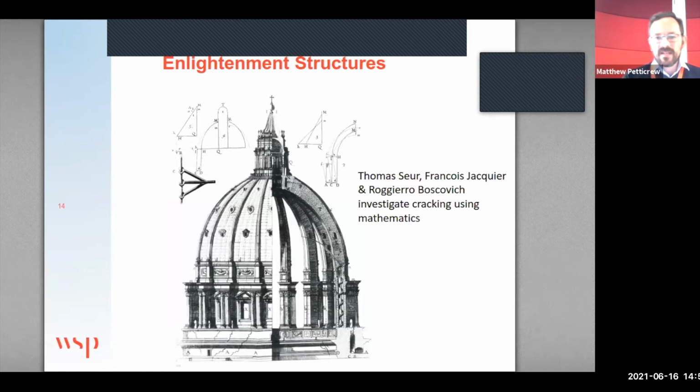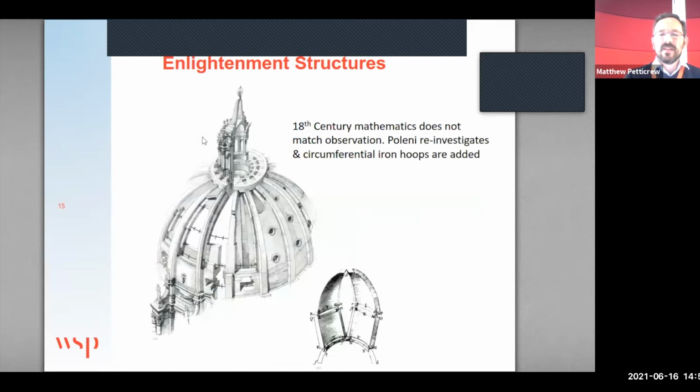Benedict wasn't prepared to let it go, though, and he was still looking for a scientific or mathematical solution. So he commissioned Polanyi to reinvestigate the structure to see what could be done. And Polanyi concluded at the end of his investigation that the structure was in fact stable, but he also recommended some remedial work, and that was in the form of iron hoops, which you can sort of see here in this diagram, to be added into the structure.